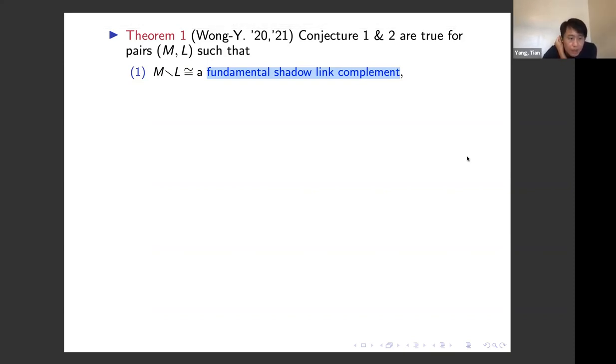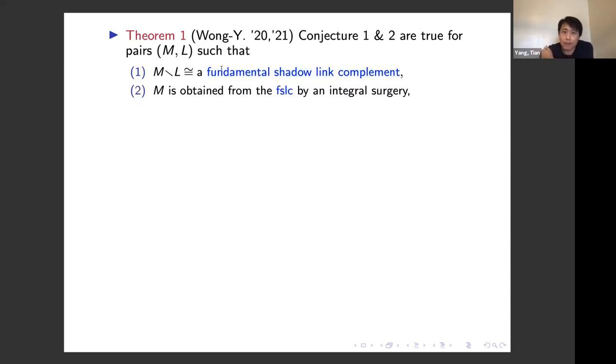And also recall that surgeries are parametrized by rational numbers. But here we need the technical condition that M is actually obtained from the fundamental shadow link complement by integral surgeries. Okay, but recently, Ka Ho with my other student, Tusha Pandi, are able to remove this second technical condition. And this is a strong condition that we can only make it work for sufficiently small cone angles.